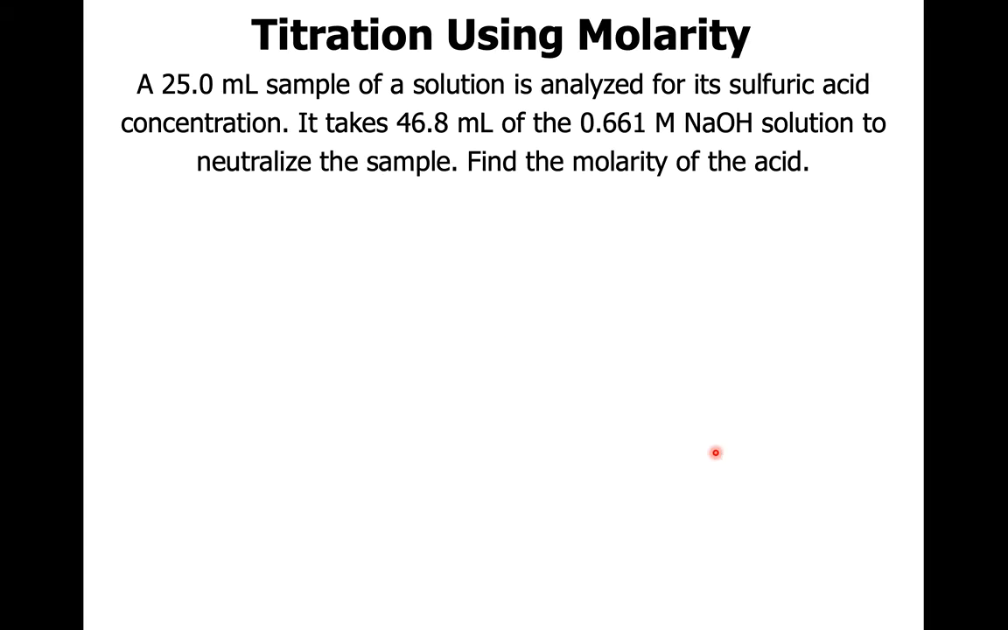All right, and finally for chapter 4, we want to talk again about titrations, which uses the concept of molarity. A 25 ml sample of a solution is analyzed for its sulfuric acid concentration. It takes 46.8 milliliters of a 0.661 molar sodium hydroxide solution to neutralize the sample. Find the molarity of the acid. So right away, you're given up here just a volume of the sulfuric acid, whereas for the base, you're given a volume and a molarity. So this is something that we can sink our teeth into here in just a second.